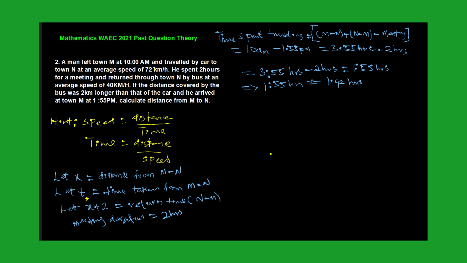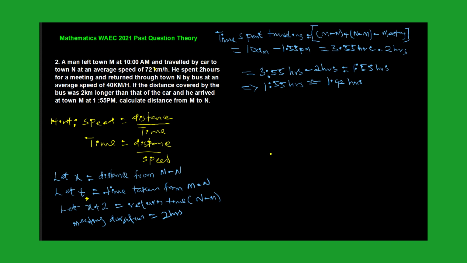Then it was stated in the question that he took an extra 2 kilometers. So it means that the man did not return following the same route from M to N, to N to M. He followed another route. So he takes extra, probably because he used a bus. Bus moves slower than car, depending on the speed. So I made it S plus 2. S plus 2 means the bus covers an extra 2 kilometers to get to the point. And the meeting duration, according to the question, is 2 hours.